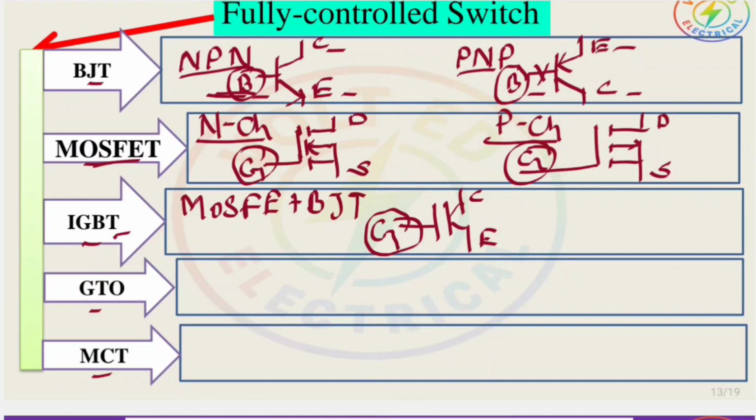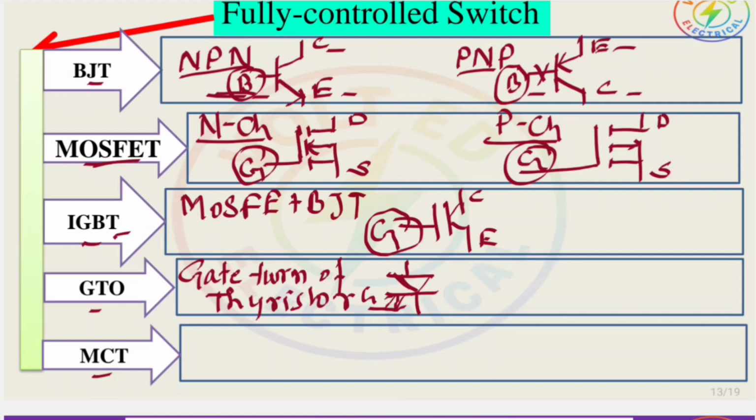Now see the GTO. GTO is the gate turn off thyristor. And the symbol is like this.